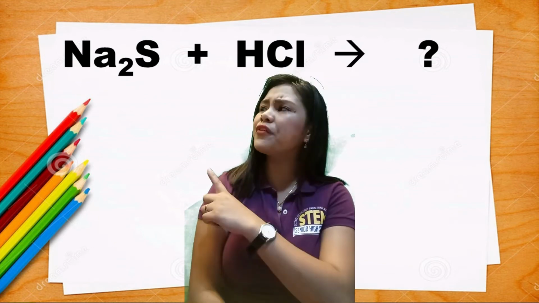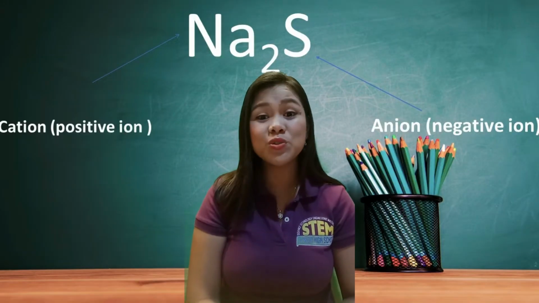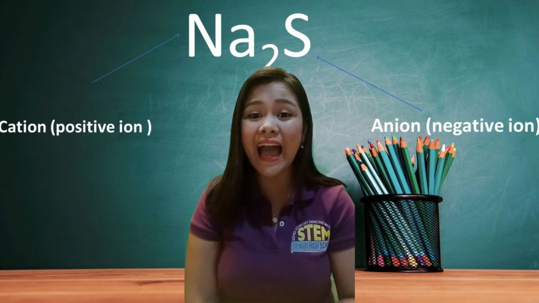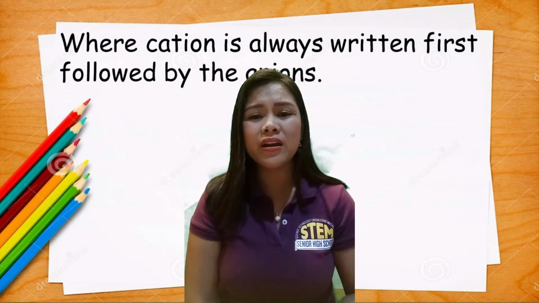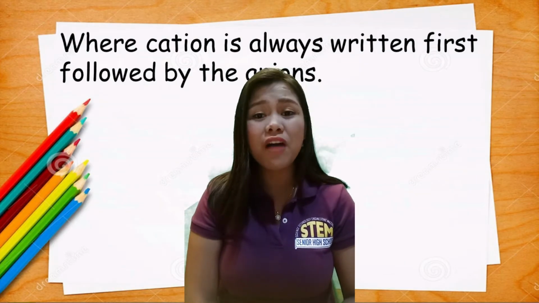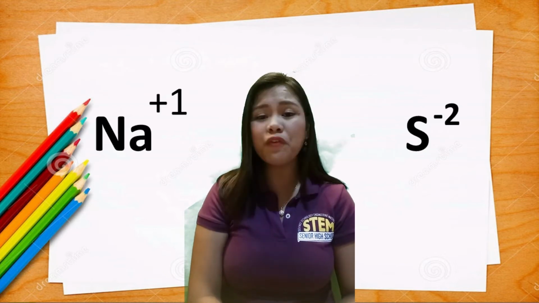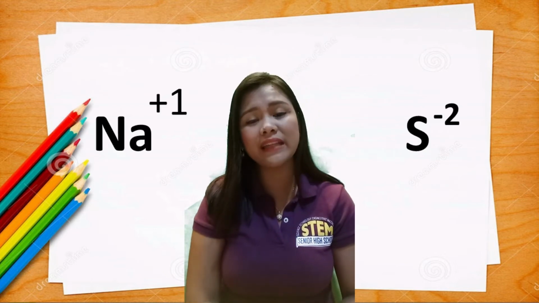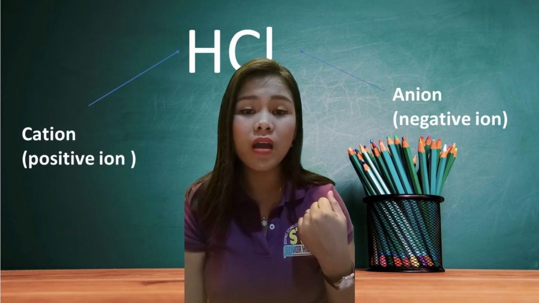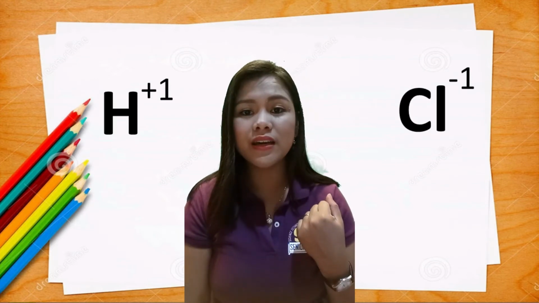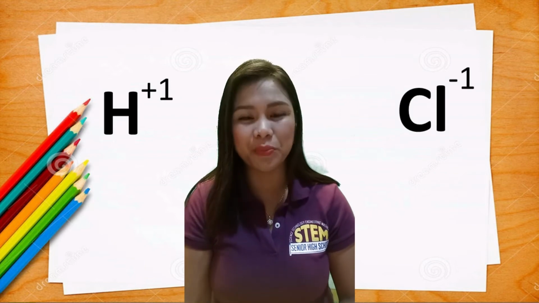Let us take the first compound, Na2S, where Na, sodium, is the cation and sulfur is the negative ion, where cations are always written first, followed by the anions. Na has positive 1, sulfur has negative 2. That's why it comes up with this kind of formula. HCl, hydrogen has positive 1 and chlorine has negative 1. That's why we come up with this kind of formula.